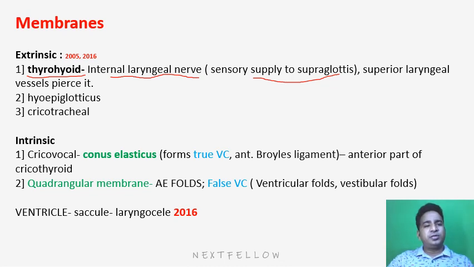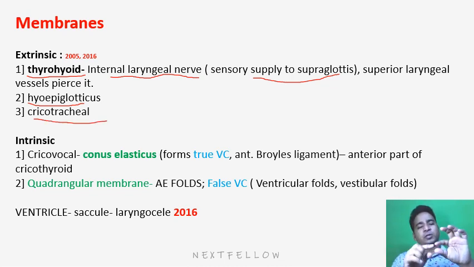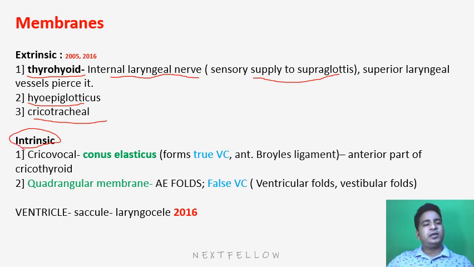Then what are the other extrinsic membranes? The other one is the hyoepiglottic, as the name suggests, the membrane connecting the hyoid bone and the epiglottis, and the last one is the cricotracheal. Okay, the cricotracheal will be below the level of the cricoid cartilage and the trachea. So these are all extrinsic membranes. Sorry, I said extrinsic muscles, not muscles, but extrinsic membranes.